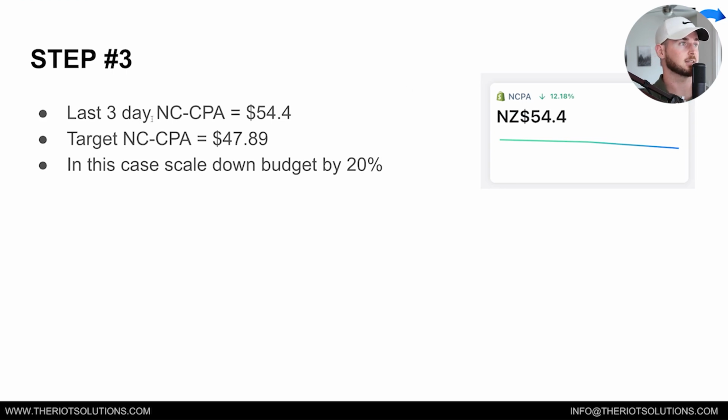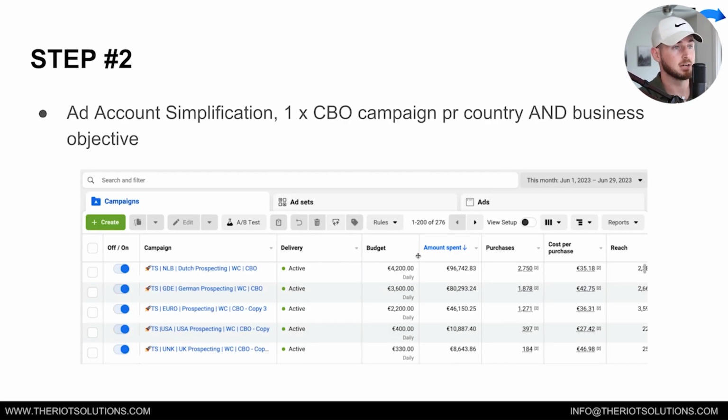I'm actually showing you guys, last 3-day NCCPA equals $54.04. I'm showing you right here. And our target NCCPA is $47.89. Okay, so in this particular scenario, we're going to scale down budget by 20%. So I'm just going to go in the ad account right here, and I'm going to decrease budget by 20%. Again, 90% of you guys are probably only going to have one campaign. If you are in multiple different countries, just split it up by country from there.